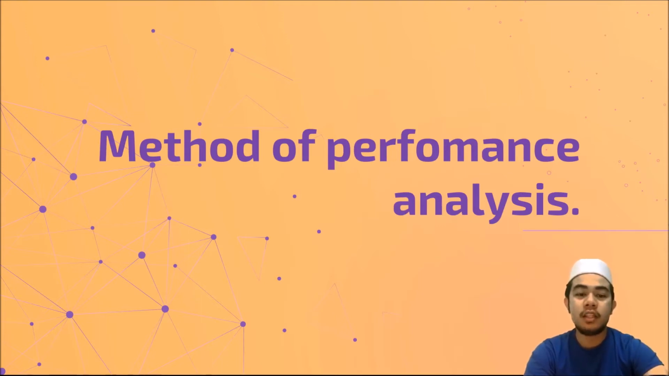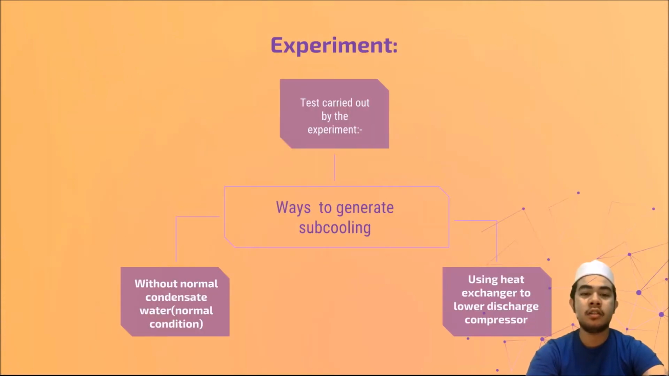Next, I'll be presenting the method of performance analysis. There are two tests that we carry out in this experiment: the first without condensate water, in normal condition, and the next one using a heat exchanger to lower the compressor discharge temperature. Both are ways to generate subcooling.